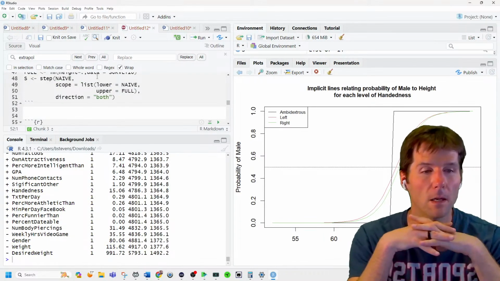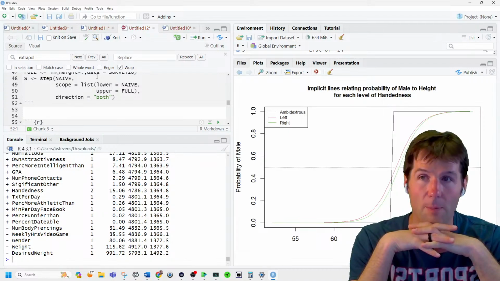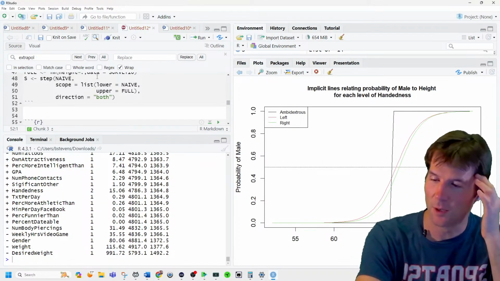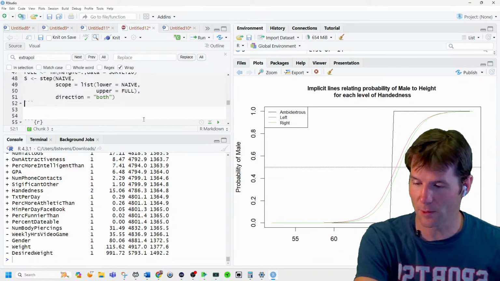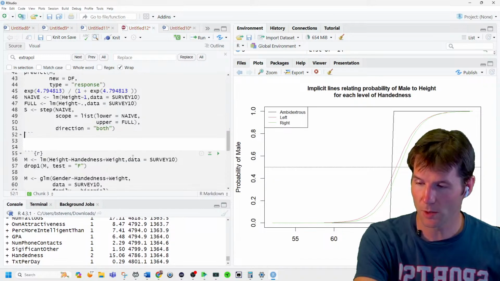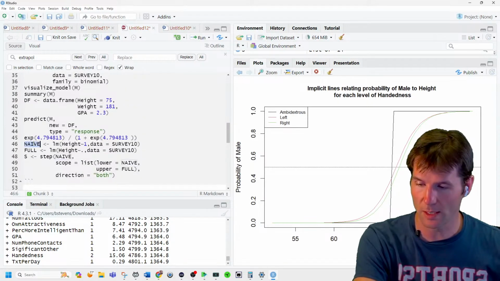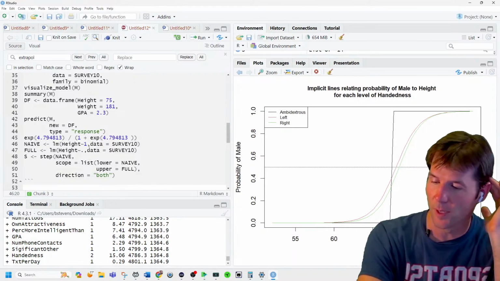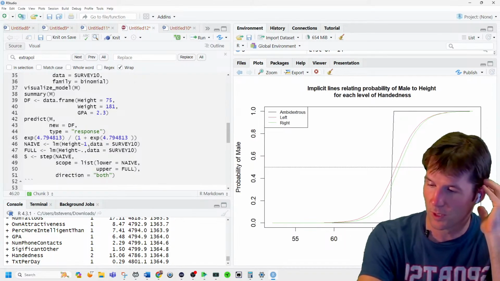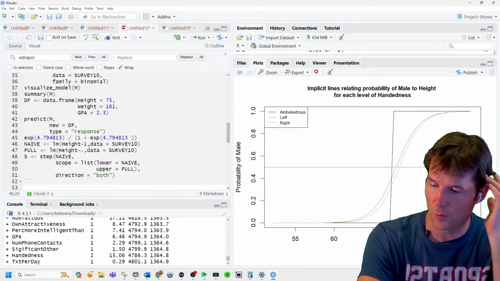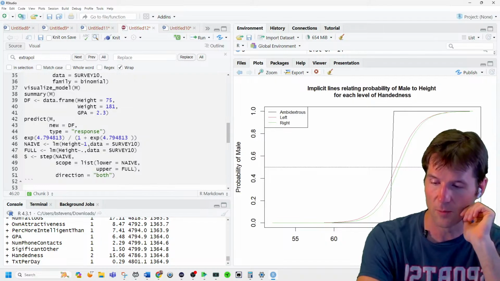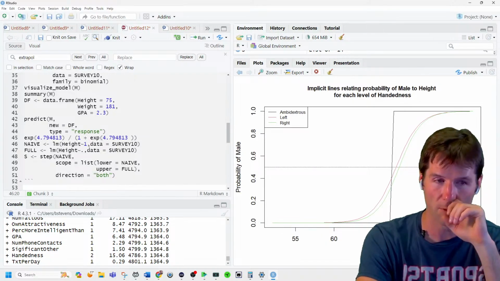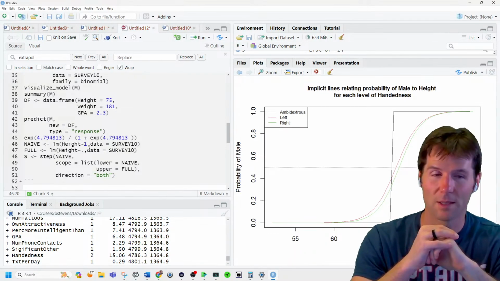There you go. Will you have to write a step function or just interpret the output? You might have to write it. Know how to write it. Know how to write anything I've written right here. Know what the codes are doing. Know how to read them. Create a naive model right here. There's the naive. Create the full model with all the variables. Step function reads: start with the naive. The scope of models to check goes from the lower of the naive to the upper of the full. So right there.